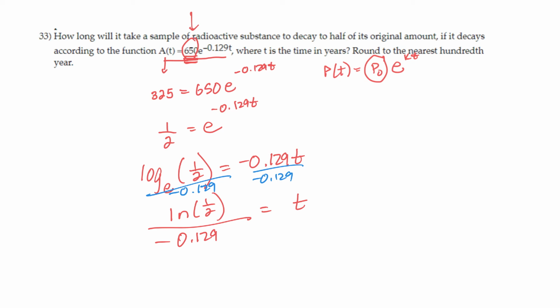Okay, so calculator. I'm going to go ln of 0.5 and my bracket divided by negative 0.129. Go. So the time I'm getting is 5.37. And they want to the nearest hundredth? Yeah, I'd be right there. So it'll take just over 5 years for that radioactive substance to go from 650 grams, or whatever they're weighing it in, down to 325. It'll take that long.